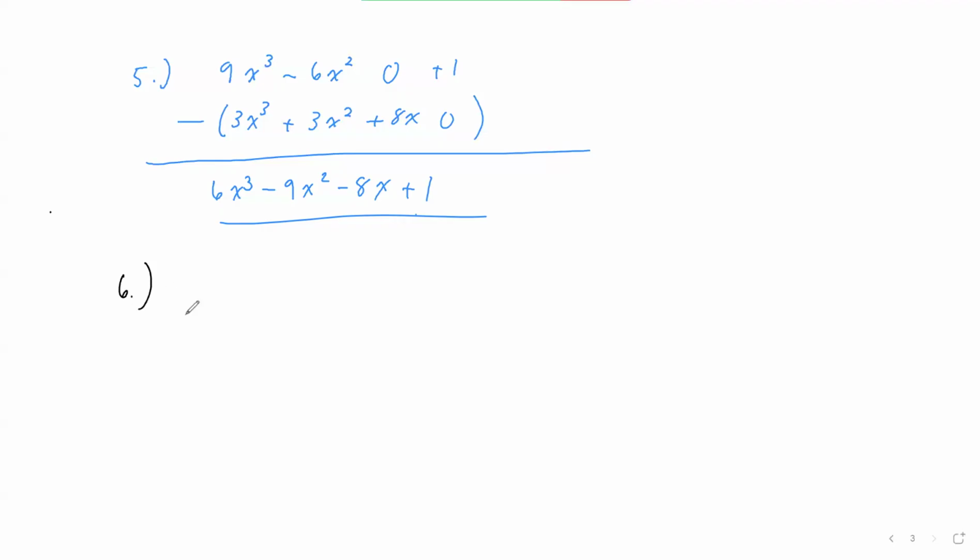All right, here we go. So on this next one, I'm going to let you try any method you want. You're still subtracting, just an FYI. But now it's going to be 6x to the fourth minus 5x plus 11 minus 2x to the fourth plus 3x cubed minus 4x plus 8. Try any method you would like.